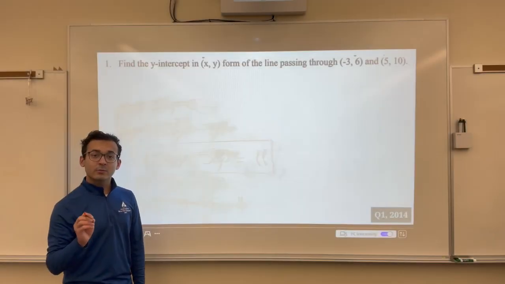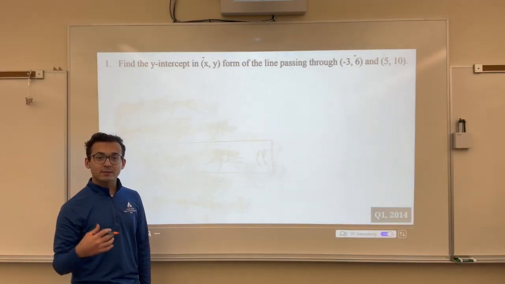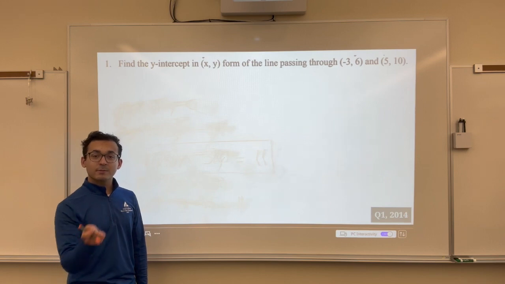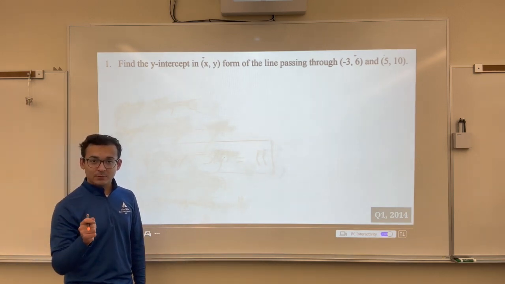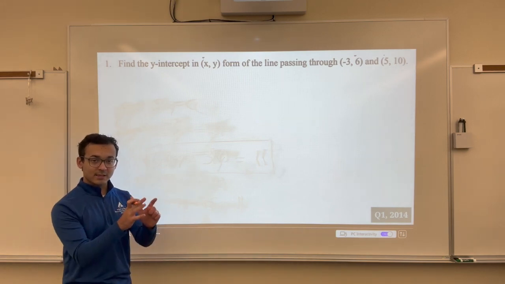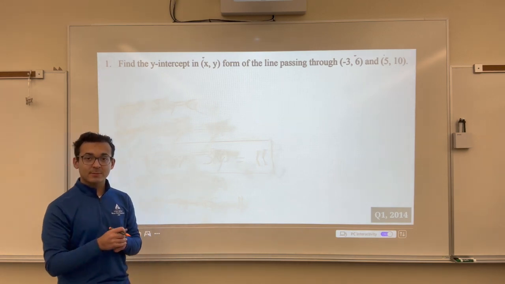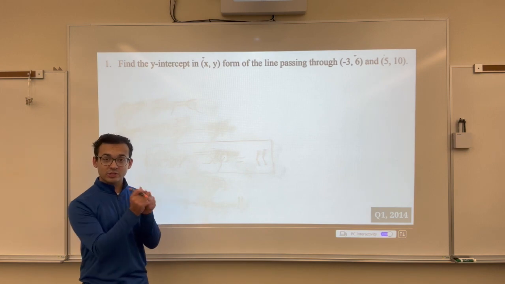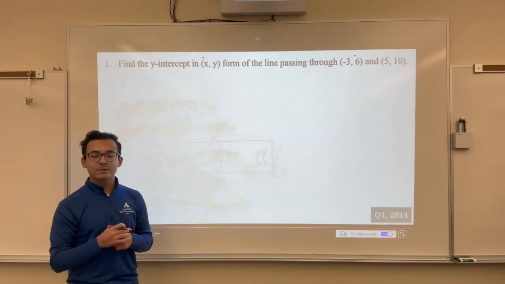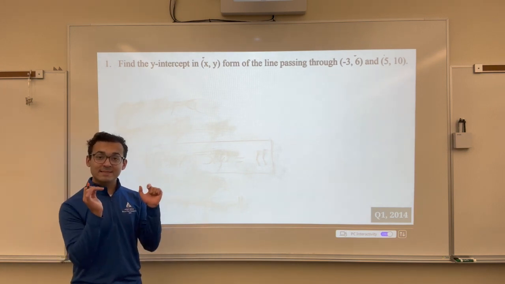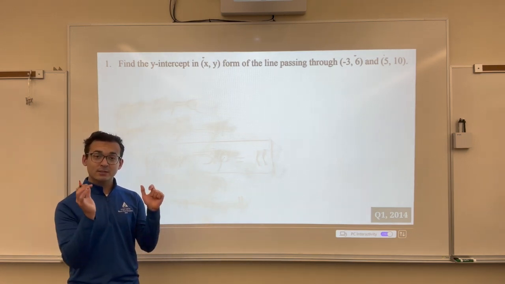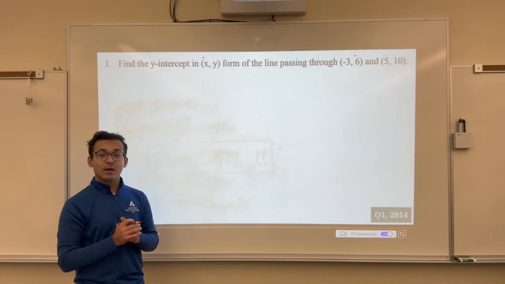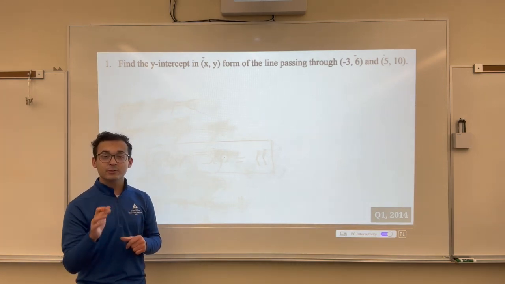Alright, so another common problem that MAML will have you do is to find the intercepts of a line, whether that be the y-intercept or the x-intercept. Now, I believe it is acceptable to report just the number itself. So, for example, if the y-intercept were 0, 3, you could just report 3. Or, of course, it's always acceptable to report the entire point 0, 3. I would recommend reporting the full point. But if you just report the value, you should be fine as well.